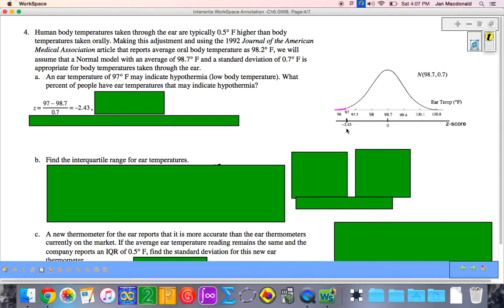And I see that the percentage or the area under the curve would be 0.0075. So as indicated by my calculator, this area here is 0.0075.